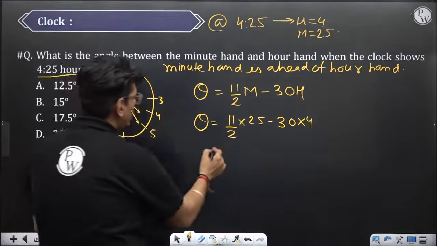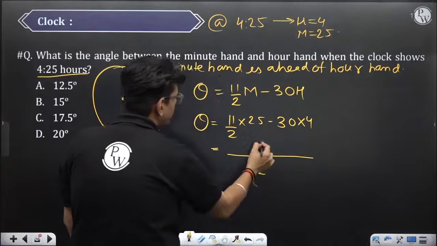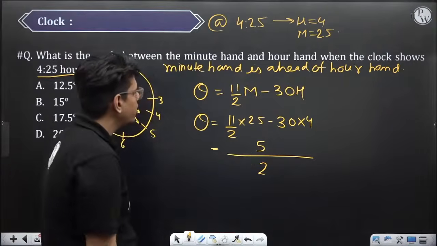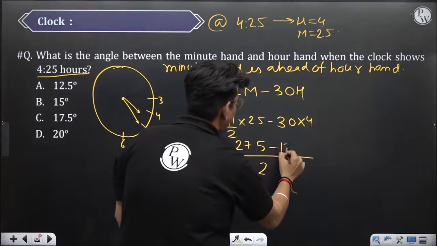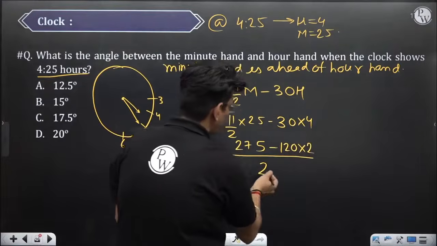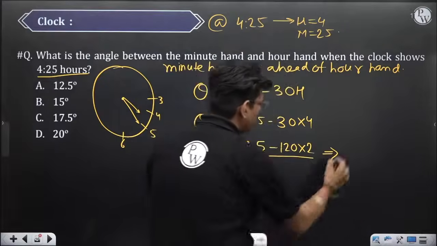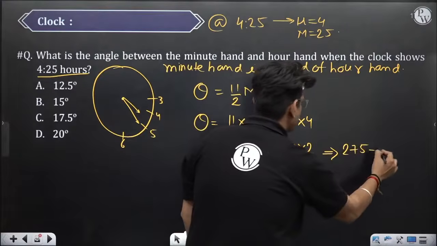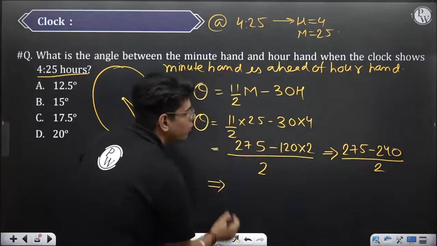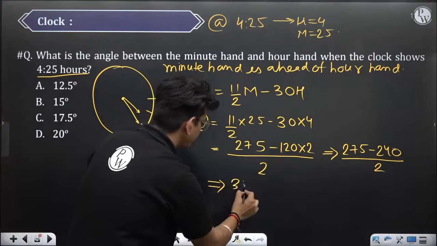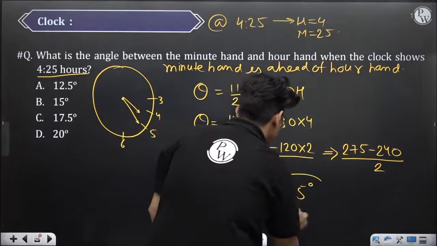This is nothing but, we can take LCM, right? 11 5s are 55, 5 carry over. This is 275 minus, this is 120 into 2 because we have taken LCM. This is nothing but 275 minus 240 by 2 and we will get what? That is 35 by 2. So this is nothing but 17.5 degrees theta.